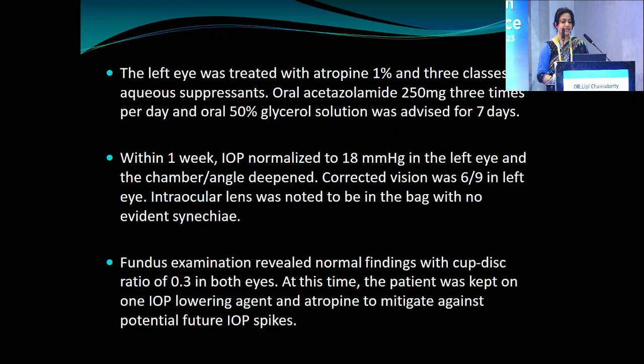The left eye was treated medically with atropine and three glasses of AGMs. Within 1 week, IOP normalized and the chamber deepened. Corrected vision was 6/9. Fundus examination showed normal findings. At this time, the patient was kept on one IOP lowering agent and atropine to mitigate against potential future IOP spikes. I don't have pics of the first presentation.